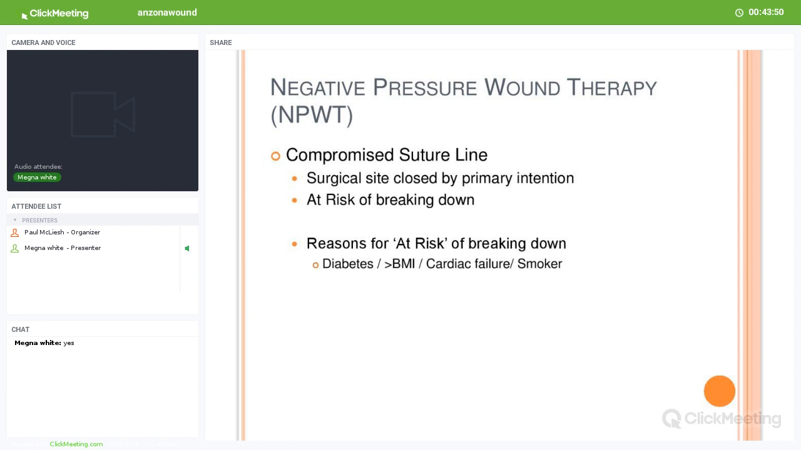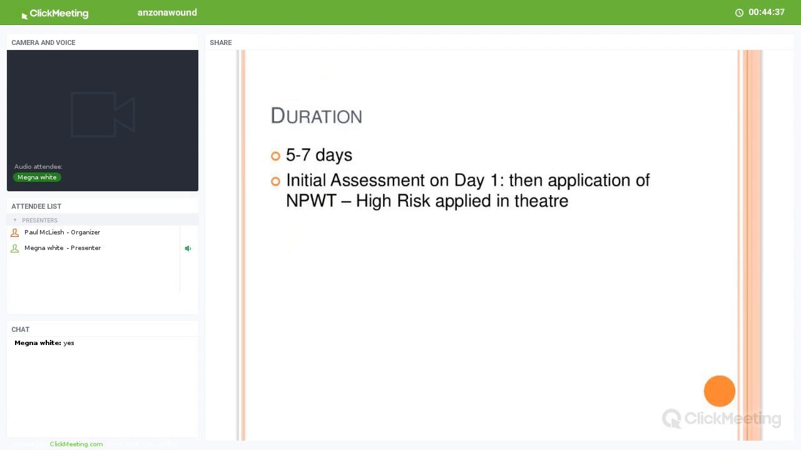The thing about negative pressure wound therapy now is we don't only use it for the dehiscence or the open wounds, we can also use it for compromised suture lines. So sometimes we see our patients in the pre-admission setting, they are a high risk, they might be a diabetic, they might have a high BMI, cardiac failure, or be a smoker. We tend to be able to identify that they are at high risk of that surgical site breaking down. So we tend to apply the negative pressure wound therapy. Some facilities will do the application in theatre, others may wait 1 day and then apply it. Once we apply the negative pressure, we can leave that on for 5 to 7 days. Our patients can get up and keep moving.